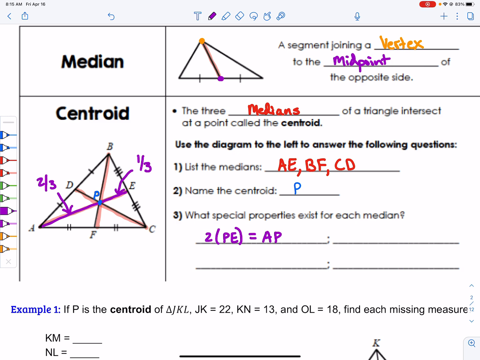Or you can think of it as the longer piece is 2/3 of the total, and the short piece is 1/3 of the total. So let's go around the figure and label that for each of these medians. So I'm just going to back up and label the next one. So DP is the short piece of DC, and then PC is that longer piece. So it's 1/3, 2/3 is the relationship. So let's write out 2 times DP would equal PC.